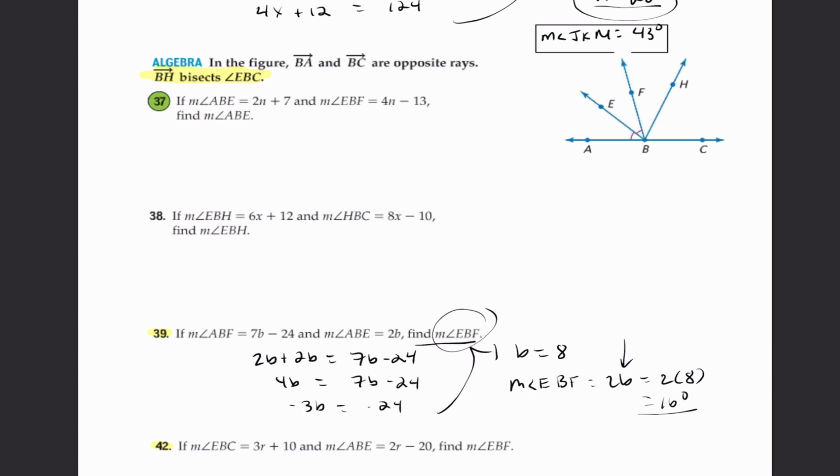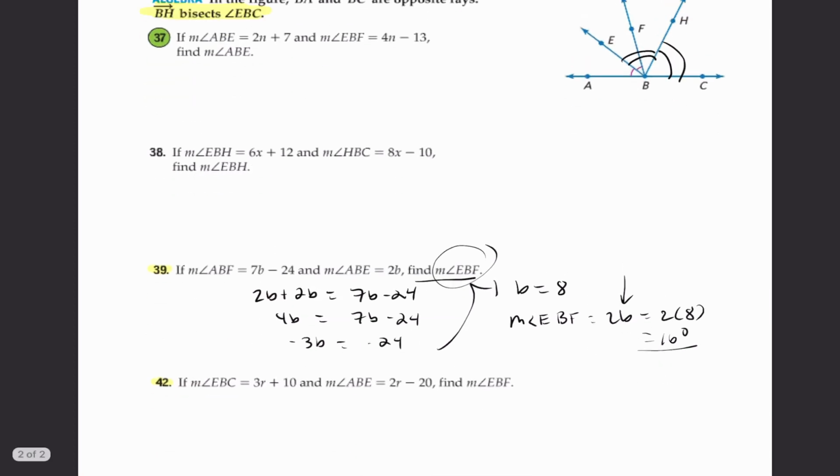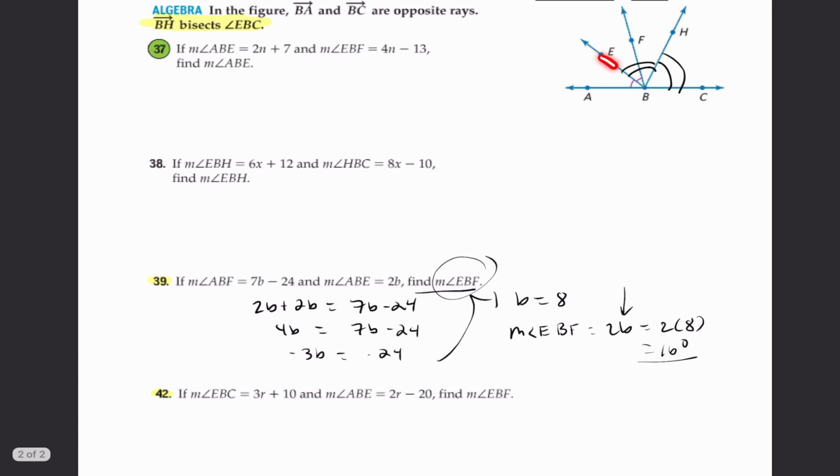So that means this and this are congruent. Measure angle EBC is this whole thing. This is how long angle or measure angle EBC is. That's 3r plus 10. Measure angle ABE is here. That's 2r minus 20.